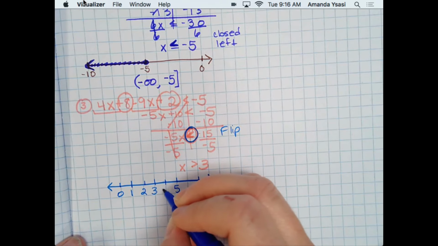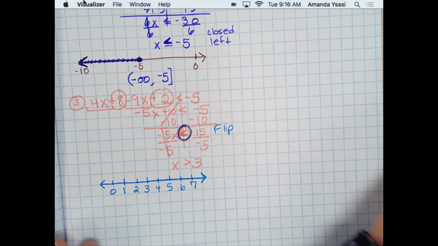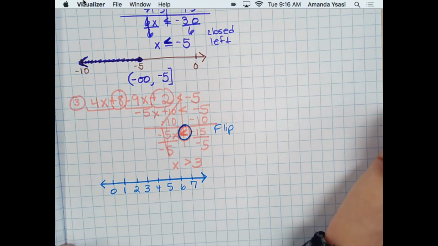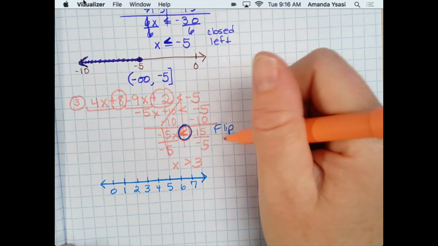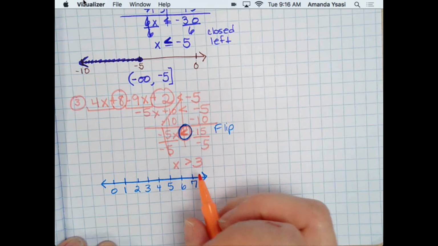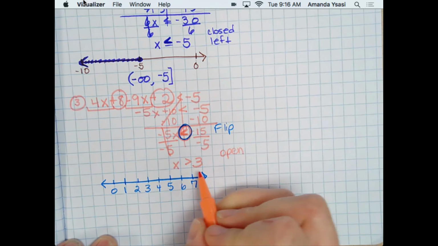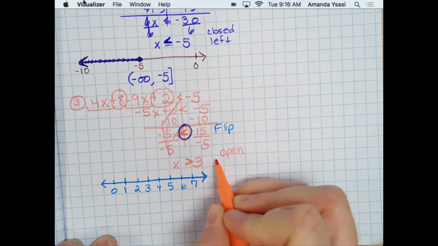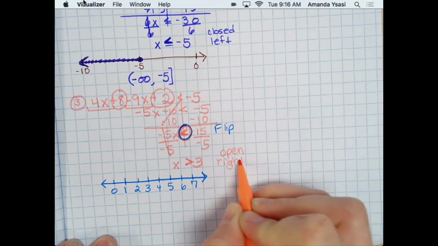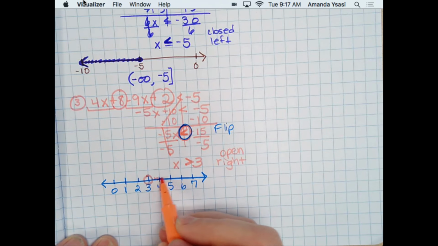I guess I could go ahead and put all the numbers if I went ahead and did that. Okay, so let's see, how are we going to graph this? What is it? Open and right. Good. Open. Right.